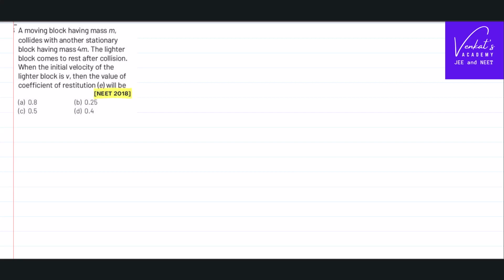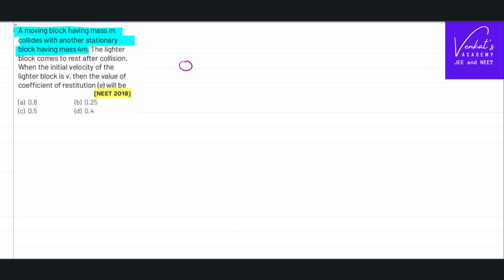This is the NEET 2018 question in collisions and work, power, energy. Let's have a look at the problem. A moving block having mass m collides with another stationary block having mass 4m. Let's try to understand what the meaning of that is.